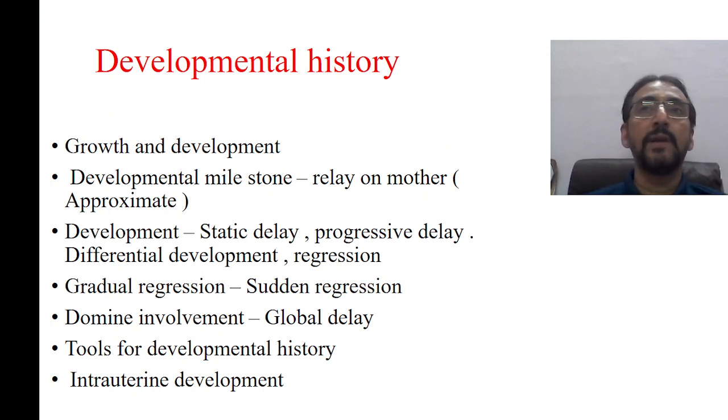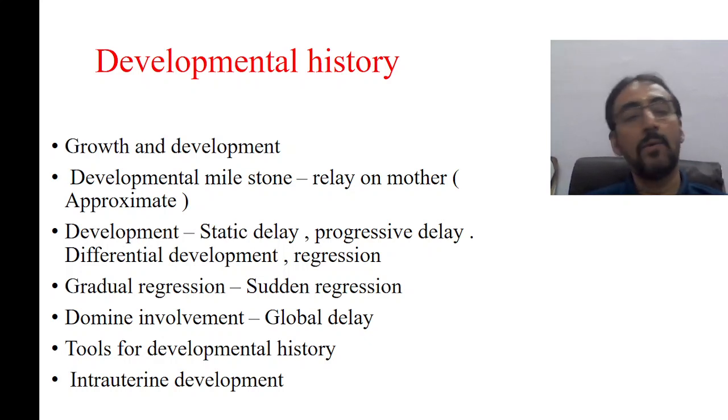So, as we know, we are discussing the developmental history. In the last few classes, we have seen in detail how to take the history. We have seen the vital data, the main complaints, present history, past history, family history, treatment history, socio-economic history, nutritional history. Okay, so many parts of the history taking we have already covered.